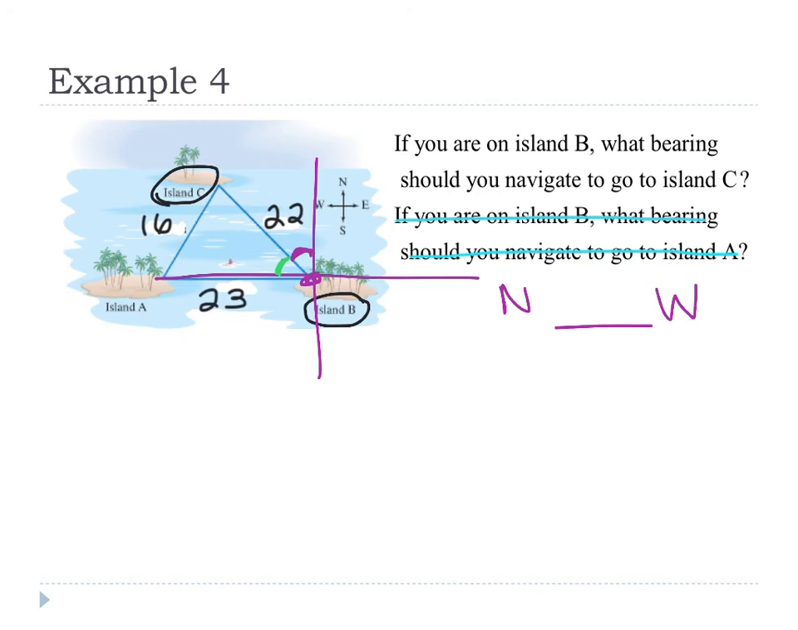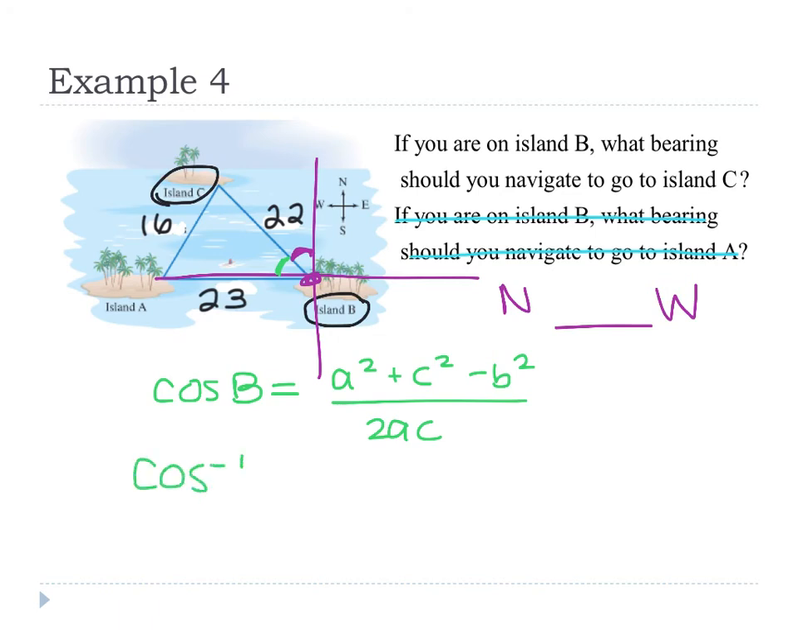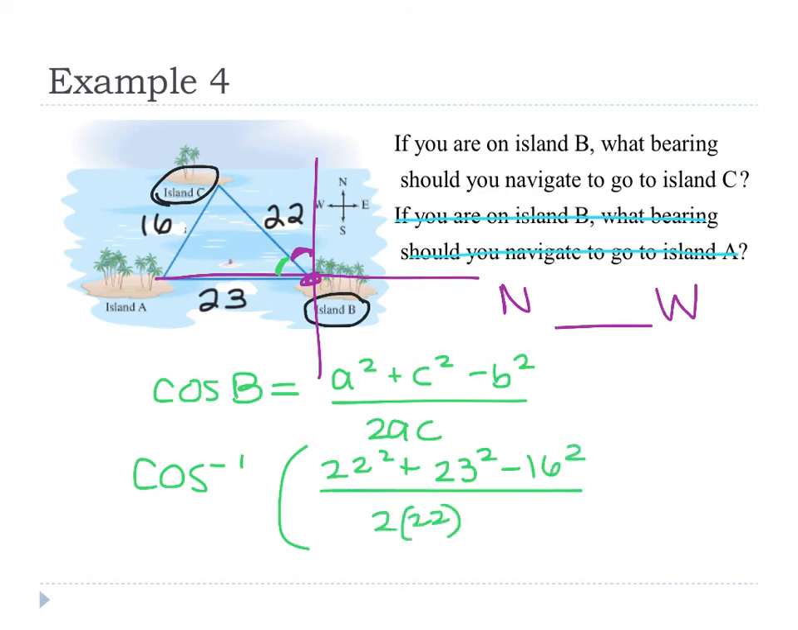So I've got to find angle B. The cosine of B would equal A squared plus C squared minus B squared over 2AC. So I add the two that I'm not looking for, subtract the one I'm looking for, and then divide by 2 times the ones I am not looking for, so the first two. So I'm going to do cosine -1 of A squared, which is 22, plus C squared, which is 23, minus B squared, which is 16, over 2 times 22 times 23. And I get angle B is 41.58 degrees.